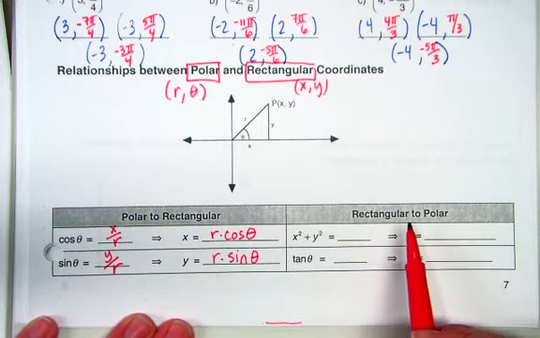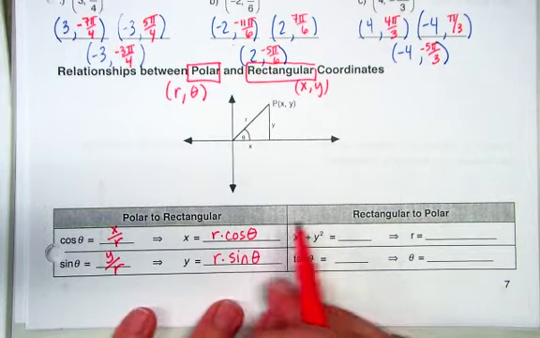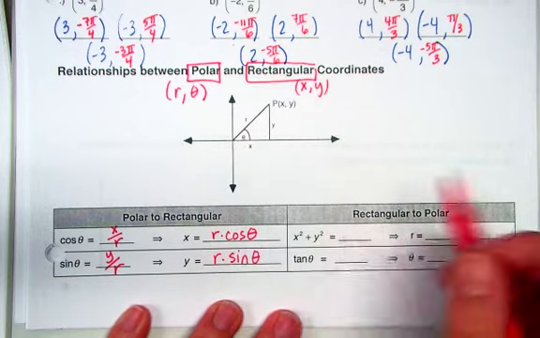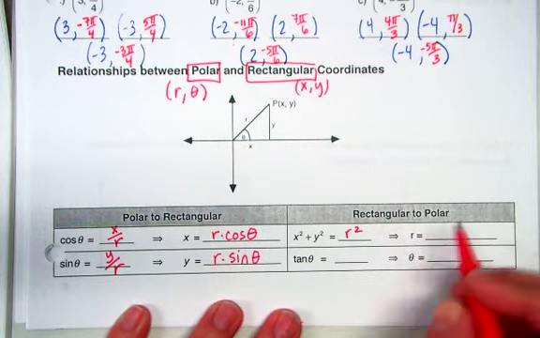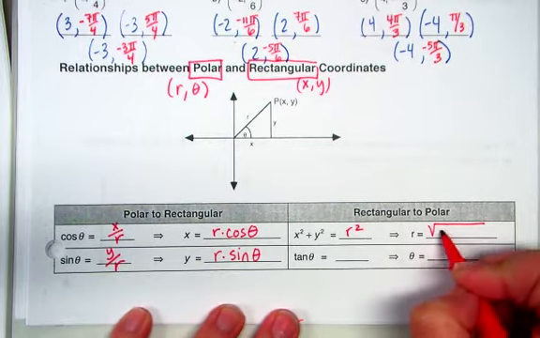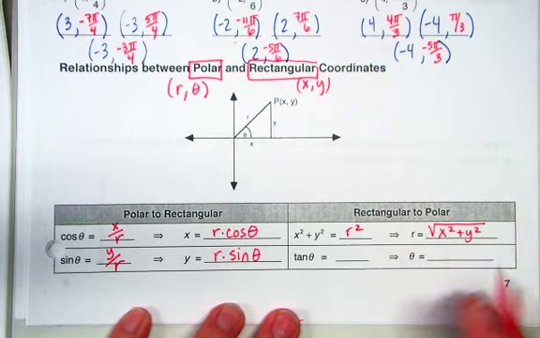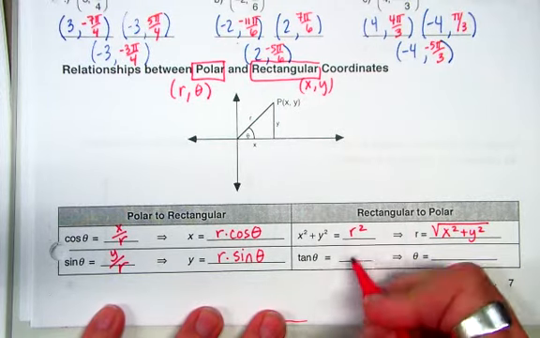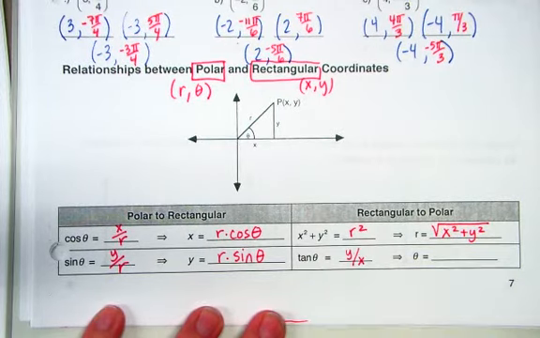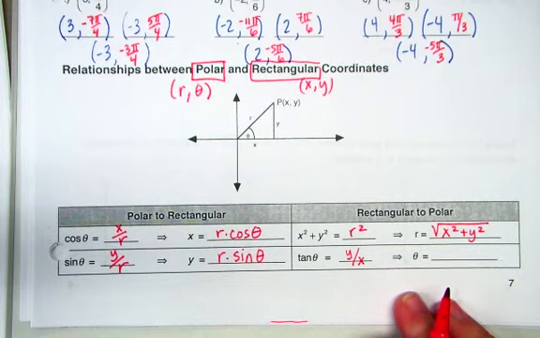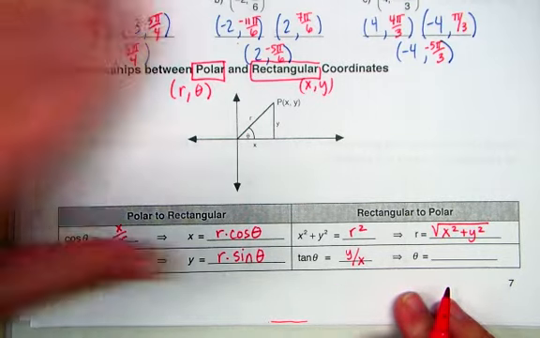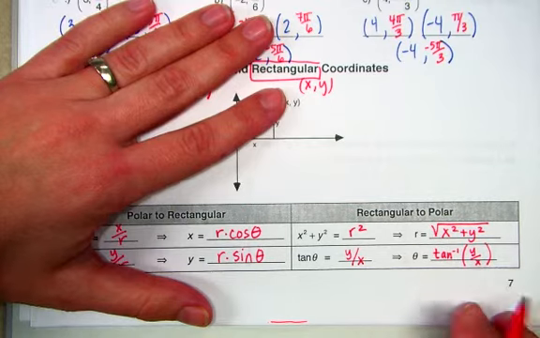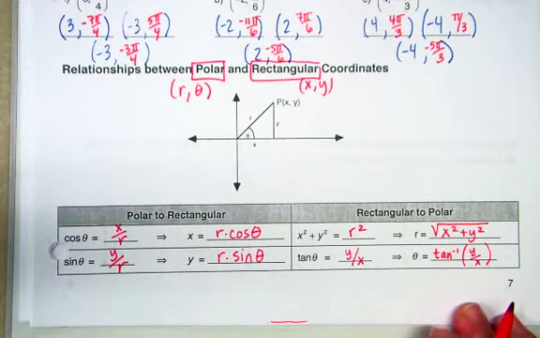For rectangular to polar, we know that x squared plus y squared, look here, Pythagorean theorem, a squared plus b squared equals c squared. So x squared plus y squared equals r squared. If I solve that for r, I get that r equals the square root of x squared plus y squared. Just take the square root of both sides. Tangent of theta would just be y over x, right? And therefore, theta, when I go to solve this, would be the inverse tangent of y over x. Okay? Inverse tangent y over x.